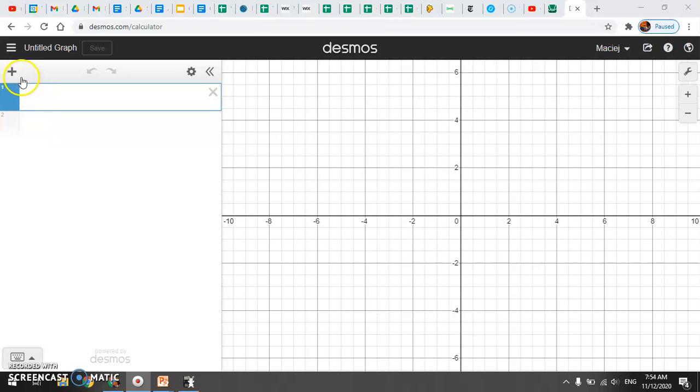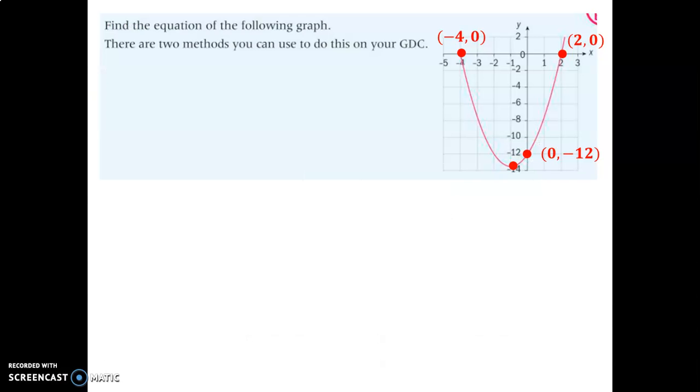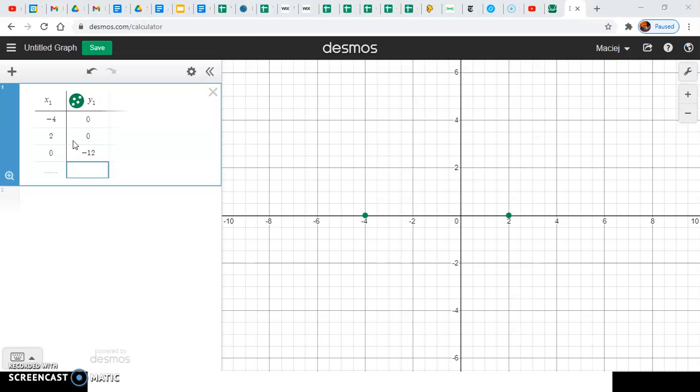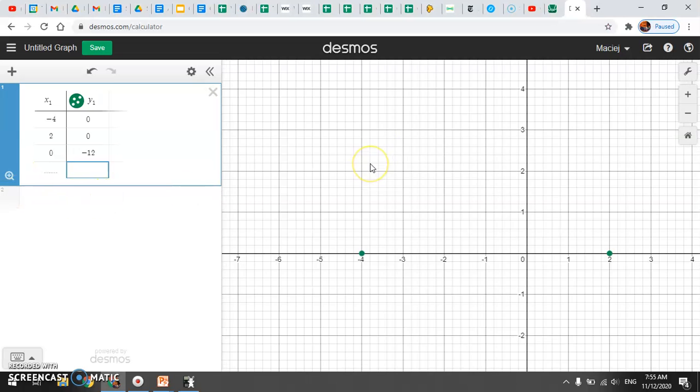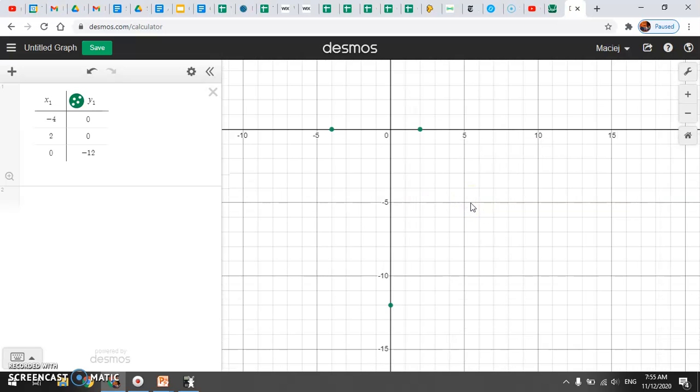Okay, here's how we do it on Desmos. We're going to press plus, add a table, and add those points we know. We knew one of them is -4, 0. The other x-intercept was 2, 0. And then we had a y-intercept of 0, -12. Let me just confirm those points. Yep, looks good. Okay, so let's zoom out a little bit so I can see the 3 points. Oh, there they are. So I see all 3 there.